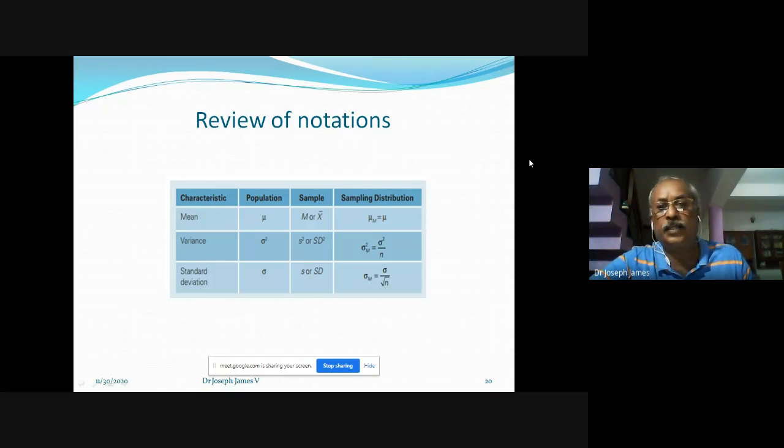Then variance is sigma square for the population, and for the sample it is SD square or S square, and for the sampling distribution the variance is sigma square by n. The standard deviation is denoted as sigma for the population, SD for the sample, and for the sampling distribution, the standard deviation is usually known as standard error, that is denoted as sigma by root n.